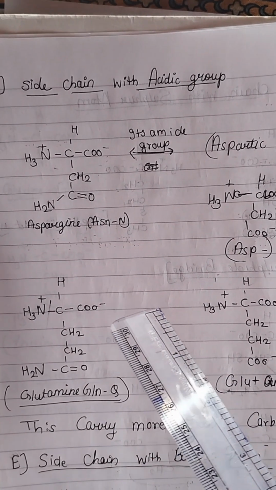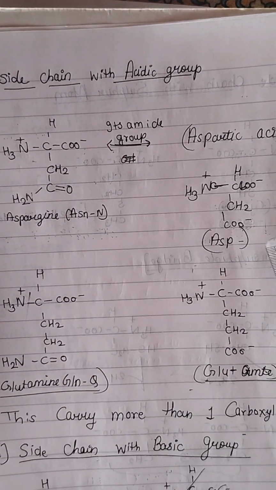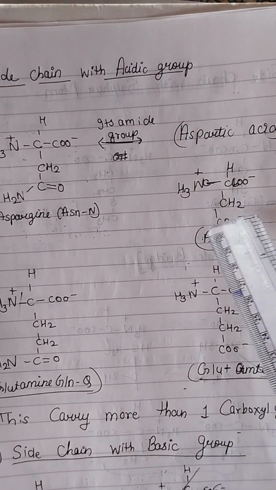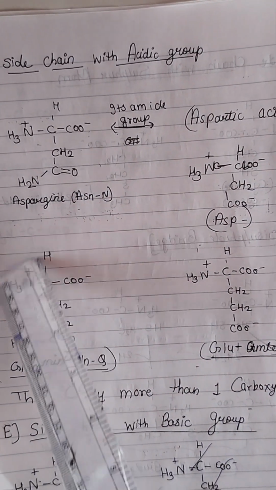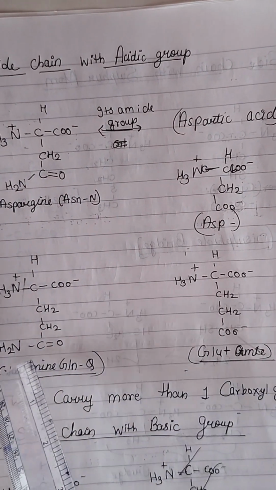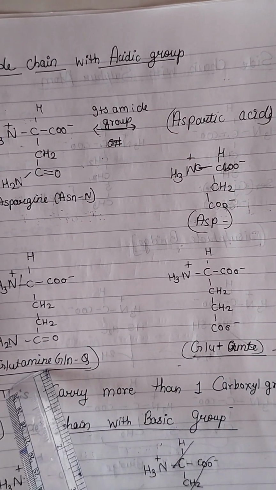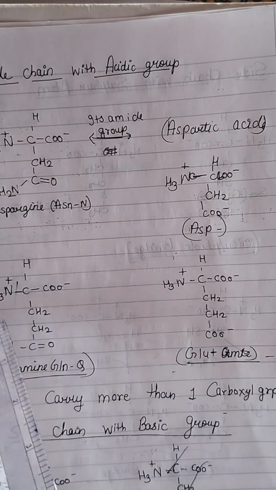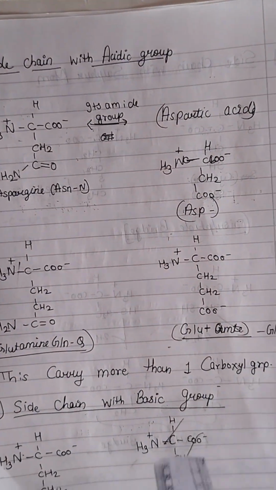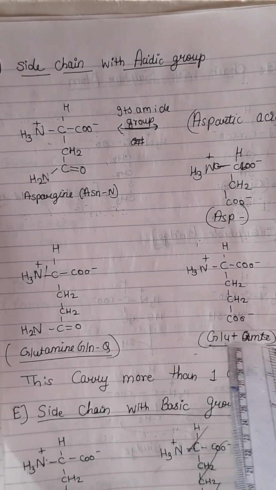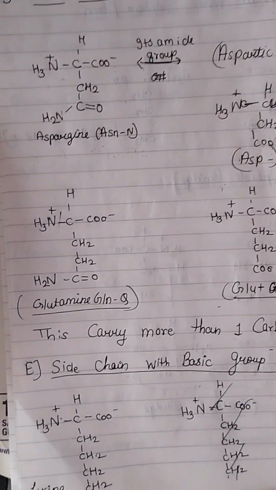Next we'll see the side chain with acidic group. It contains aspartic acid. We can see this is the structure of aspartic acid, and its amide is asparagine. Here are glutamate and glutamine. These are the structures of glutamate, glutamine, asparagine, and aspartic acid. These carry more than one carboxylic group.